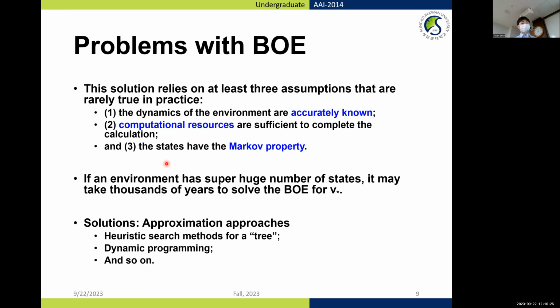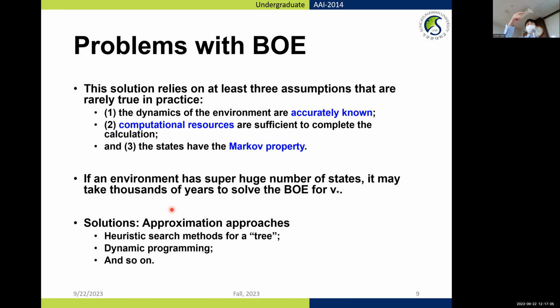Then the third one is that a state should have the Markov property, which means that the current state is decided only by the previous state, not by all the history, right? But sometimes this property does not hold. As I mentioned here, if we have a super huge number of states, it may take 1,000 years to solve those BOE. As for solutions, there are many: approximation methods, heuristic search methods, dynamic programming, and so on. So today we're going to look at dynamic programming.